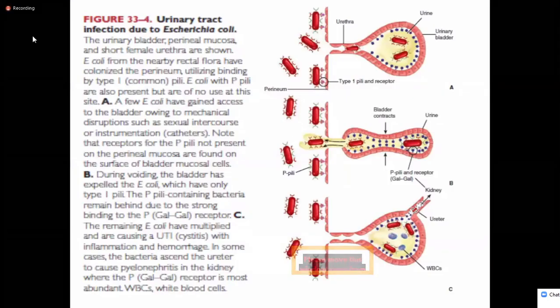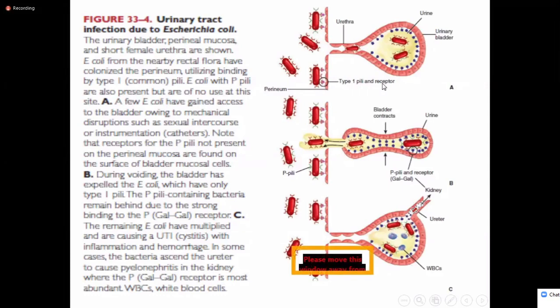This is how E. coli can cause urinary tract infection. These E. coli are present around the urethral meatus and in the perineal area. They attach via type 1 or type I receptor, which is the mannose receptor.